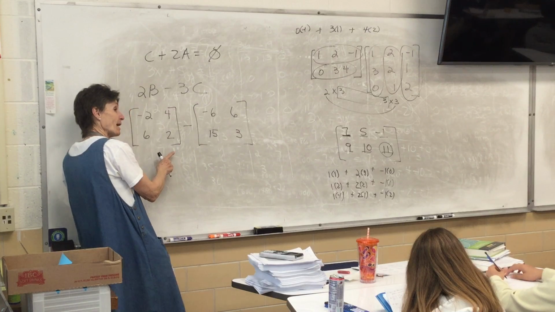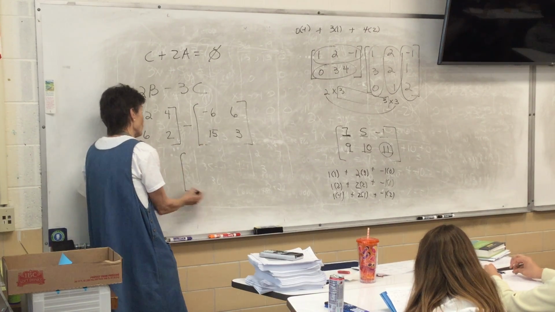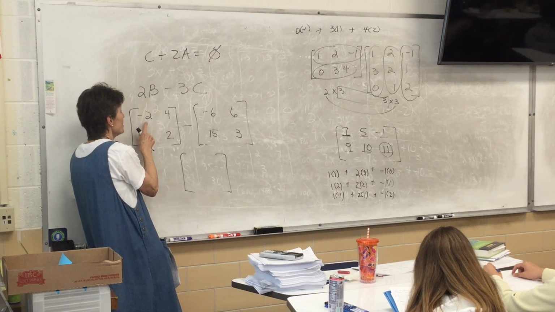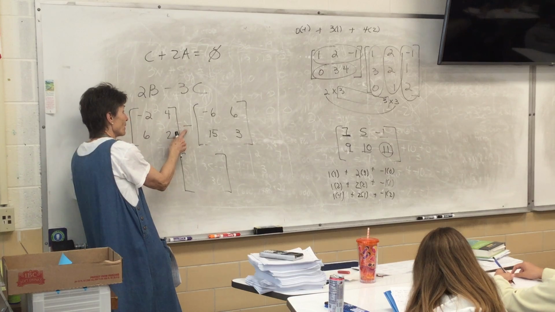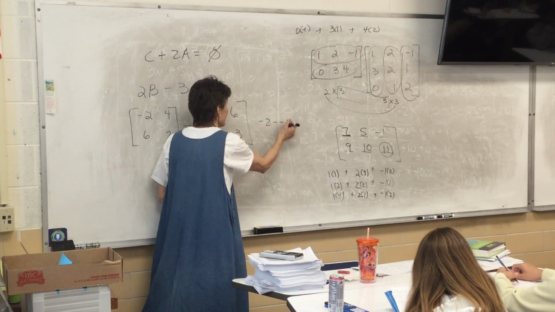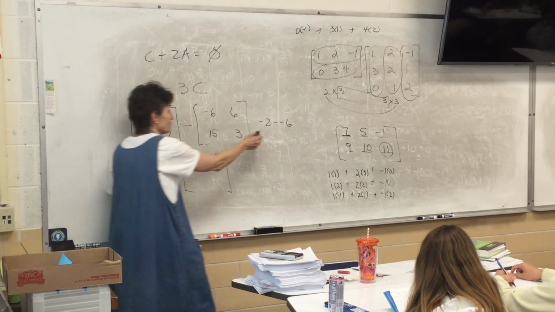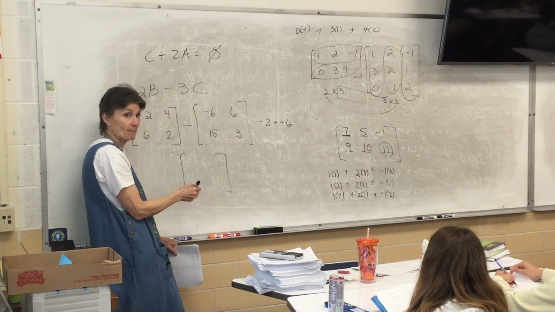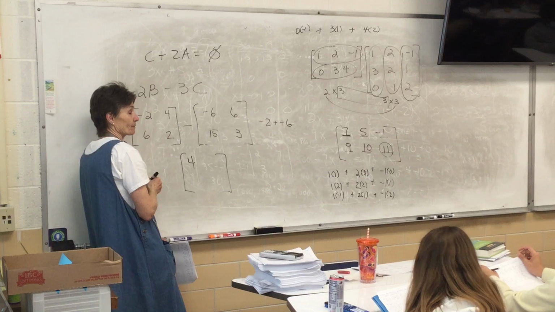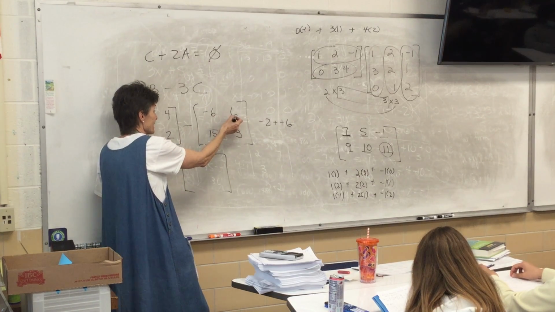Now I gotta subtract though. And since they're the same size, I can do that. When I subtract, I do it position by position. So negative 2 minus negative 6. If you can't do that in your head, write it down. Negative 2 minus negative 6. Doesn't that make a positive 4? And then 4 minus 6.